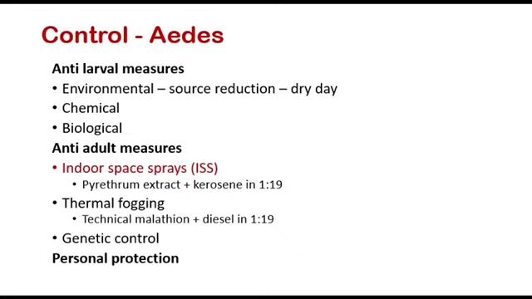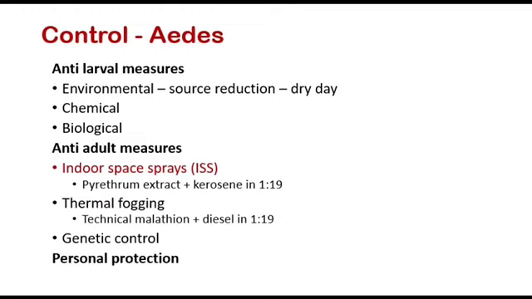Coming to the control of Aedes mosquito, it has anti-larval measures, under which the environmental method includes source reduction. Dry day is observed by discarding all the artificial containers like coconut shells, unused plastic containers, and discarded tins. Then there are chemical methods and biological methods similar to Anopheles and Culex.